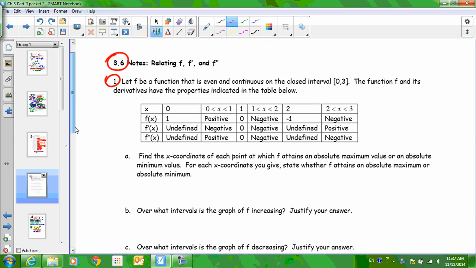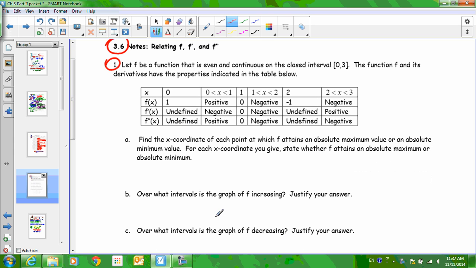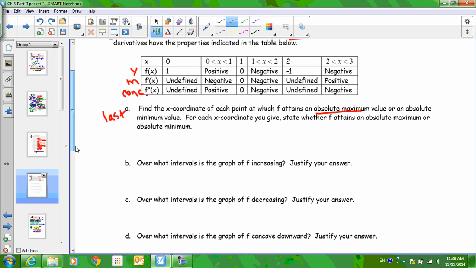Okay, so in 3.6, basically you're answering the same questions you were asked before, except the difference is you have a table of values. When you're given this table, notice that we have a closed interval. That's going to be important later. You know the f of x, which is the y value. You know f prime, which talks about slope, and you know f double prime, which is all about concavity. So the first question just jumps right into absolute max or absolute min. We're actually going to do this last, so we'll come back up and do part A.